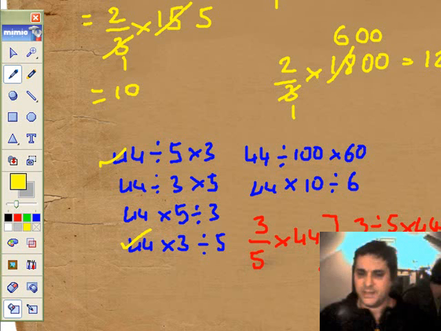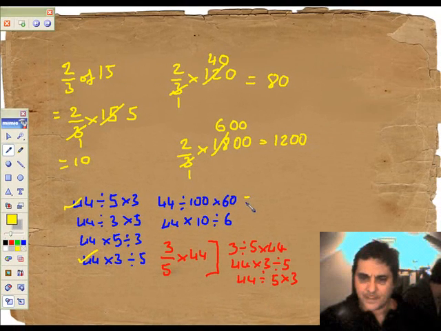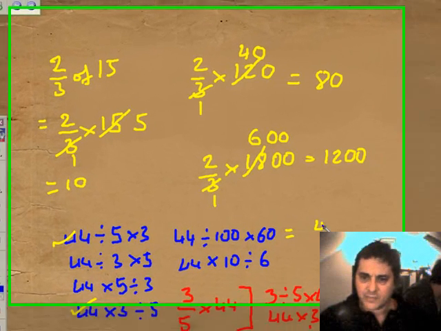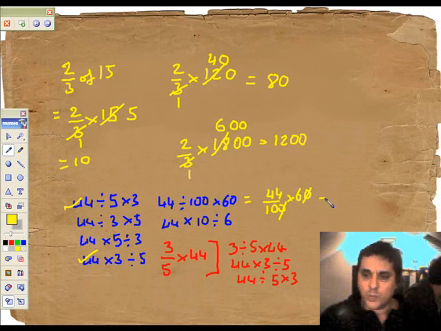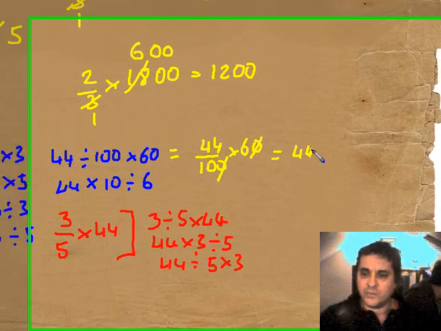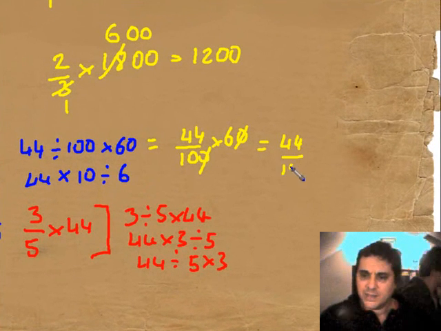Now I'd like to look at this one right here. This one's a little bit tricky. This means 44 divided by 100 times 60. And look what happens here. If we cancel that 0 with that 0, we can rewrite it as 44 divided by 10 multiplied by 6. Is that alright? I can cancel it further.